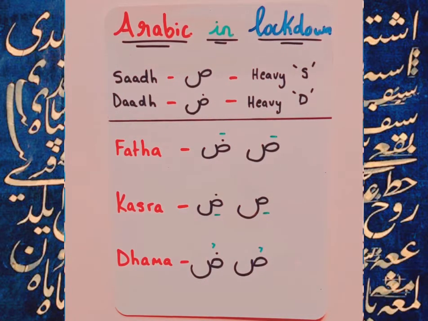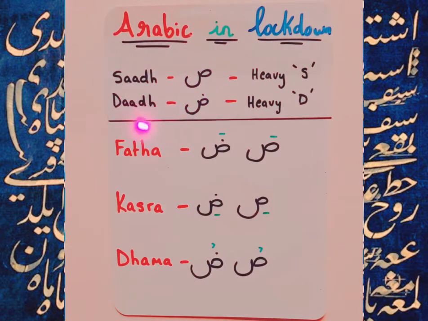So for the letter Sad, it is Sa. When we're writing Arabic, it sounds like Sa, and then the actual letter is called Sad. Okay, so it's a heavy S, as if you blow up your cheeks a little bit and then pronounce it. So Sad, Sad. Okay, so for this letter, it's Sad.